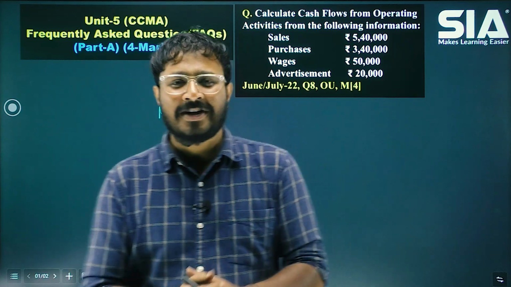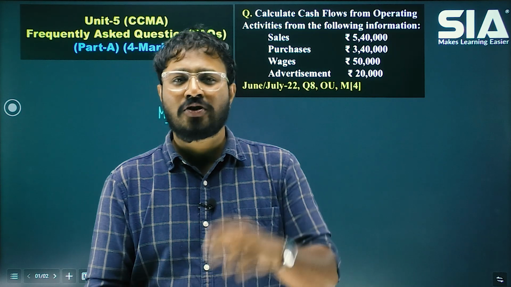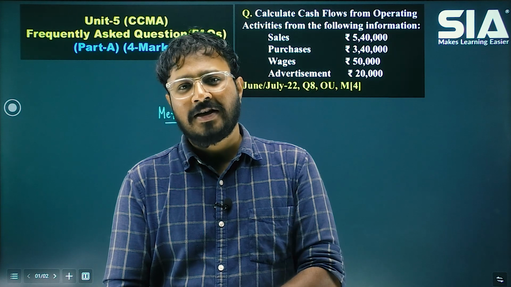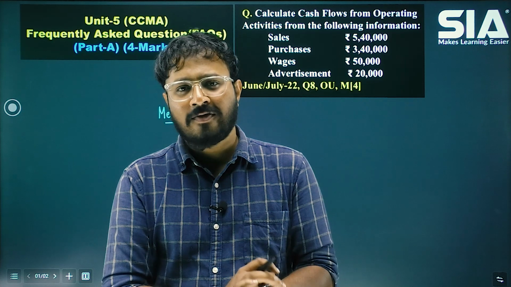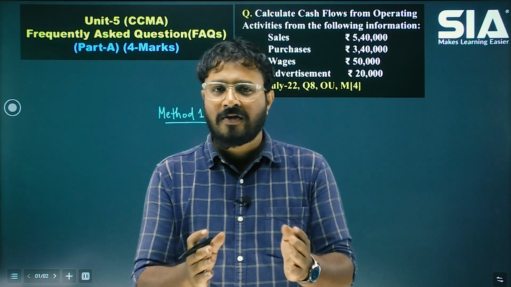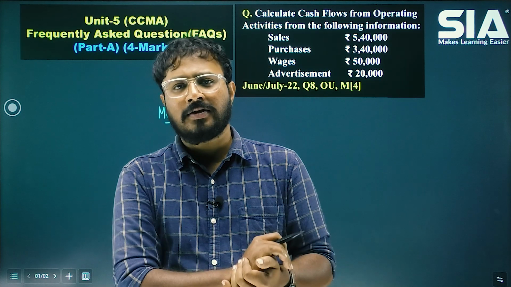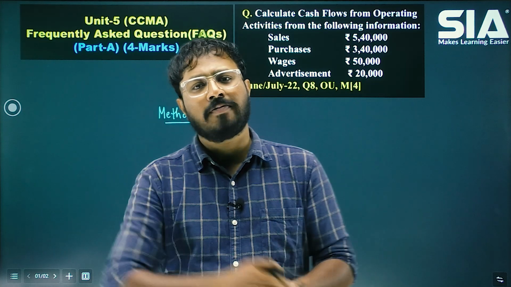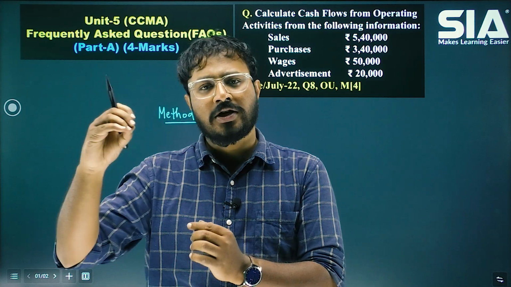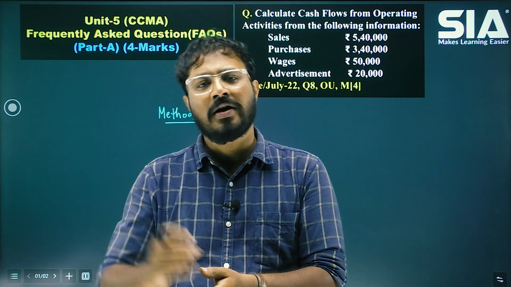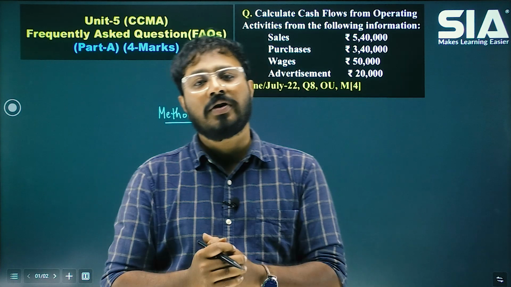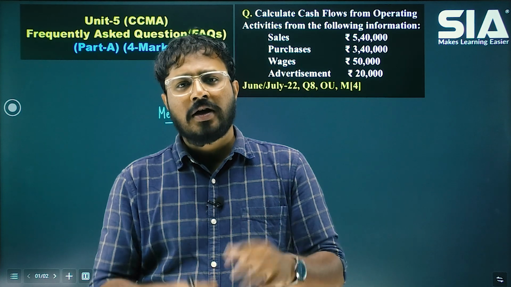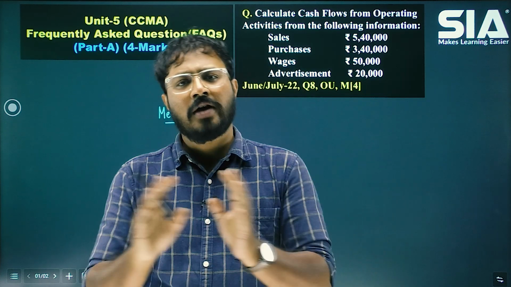This is Ajay Punna. In this class, we are going to see a short problem from Unit-5. This is being asked in Part A for 4 marks. As you are aware, in Part A, we are getting 4 mark questions and in Part B, especially in question number 13A and 13B, questions will be asked from Unit-5 cash flow statement. Questions can be both theory and problem.